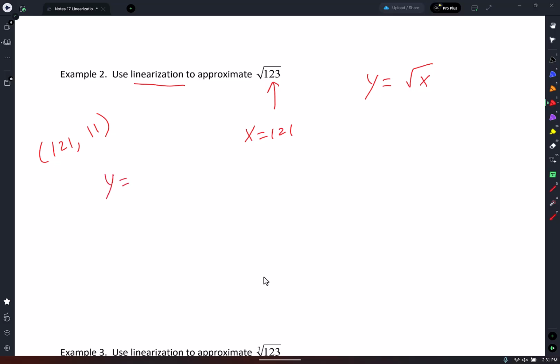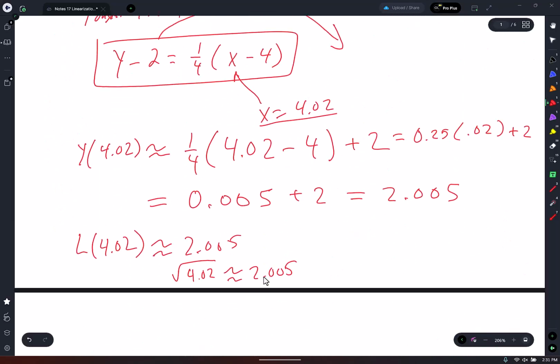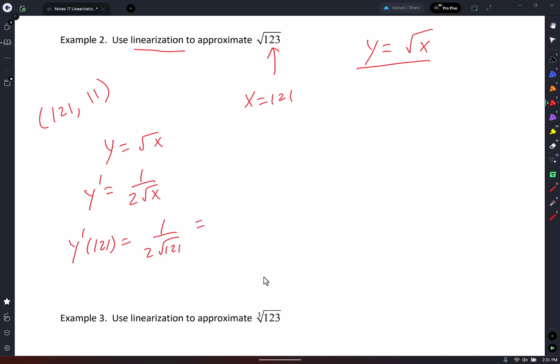All right, so here we go. Again, just like before, y equals square root of x. I already wrote it here. My derivative is 1 over 2 square root of x. I already had it from over here. Are we still okay? All right. Y prime evaluated at 121 is 1 over 2 square root of 121. What's the square root of 121? So 1 over 2 times 11. So this is 1 over 22. Nothing crazy, right?